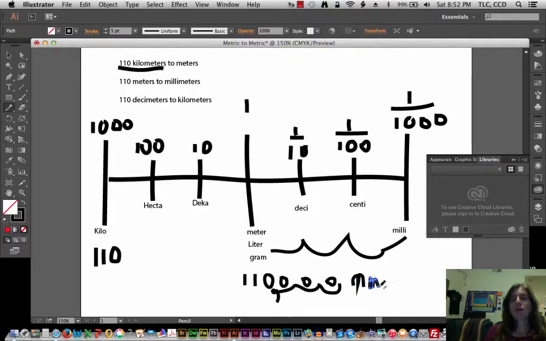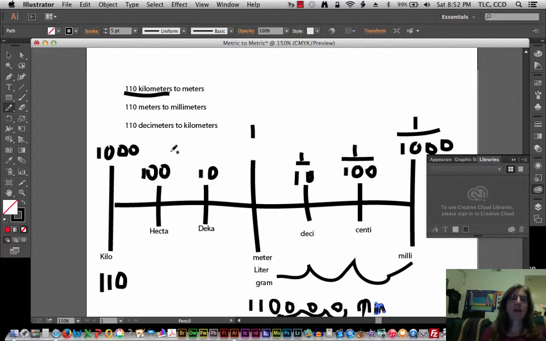The prefixes have to be millimeter if you're starting with a meter. If you're starting with a liter, then you'll have liter to milliliter. If you're starting with a gram, it'd be grams to milligrams. Okay, so 110 meters equals 110,000 millimeters.